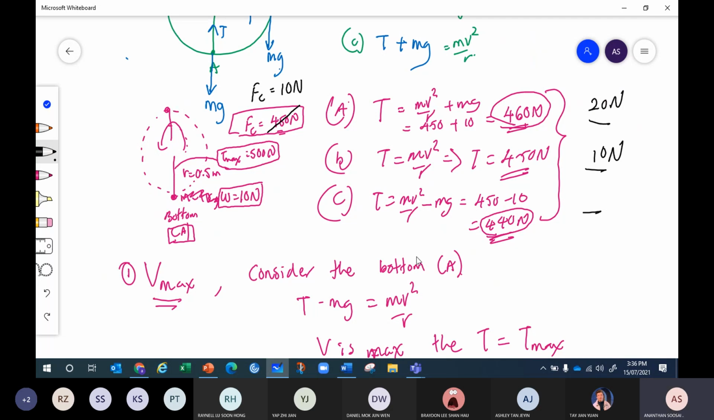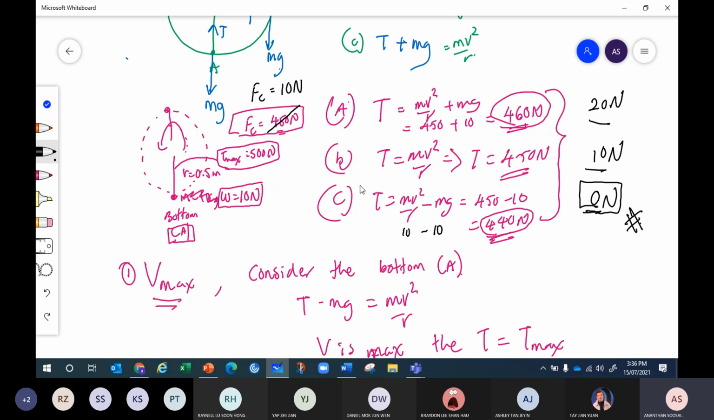At the top C, what will the tension be? Anybody? At the top, tension is what? Centripetal force minus mg. Centripetal force is 10 Newton. Weight is also 10 Newton. So 10 minus 10 is 0 Newton. This is a very critical point. You see, you whirl it with a centripetal force of 10 Newton, and the tension at the top becomes 0 Newton.